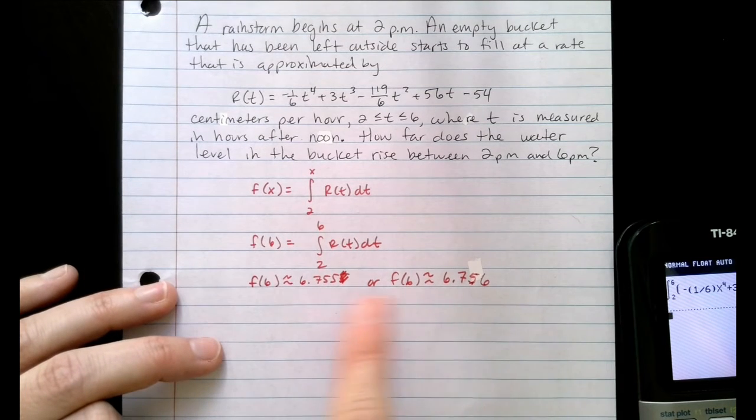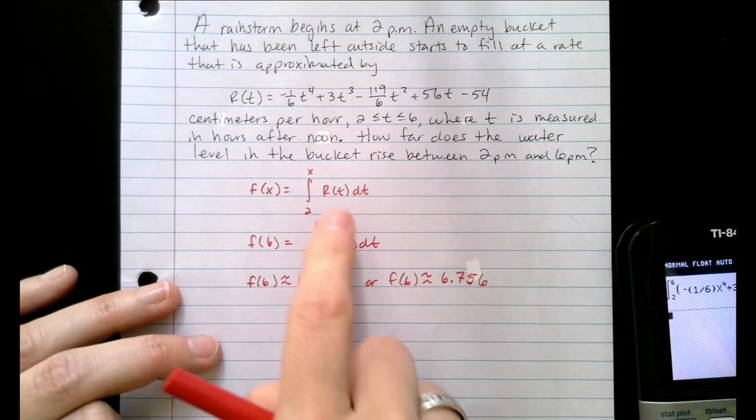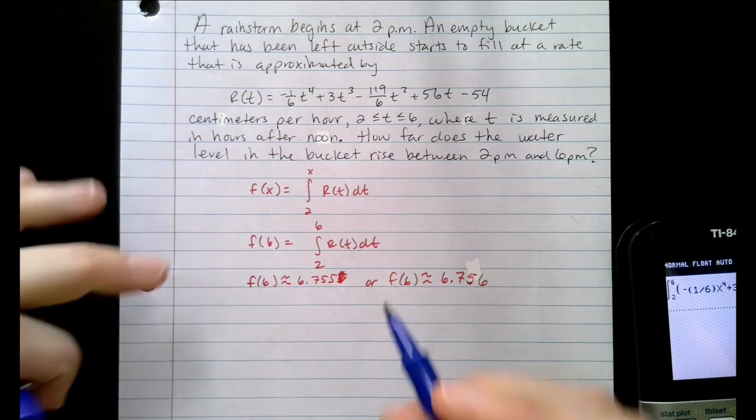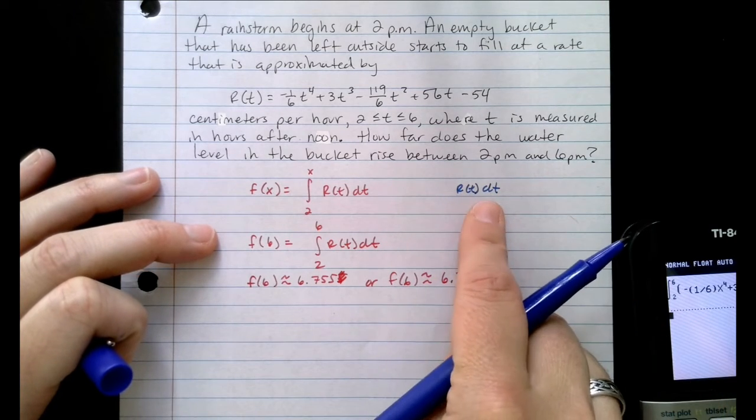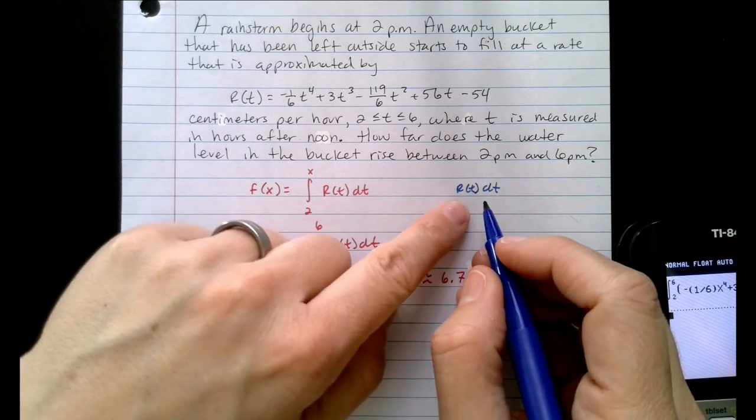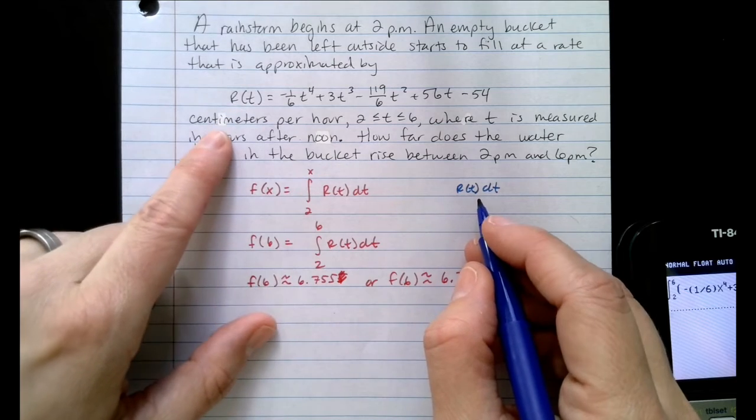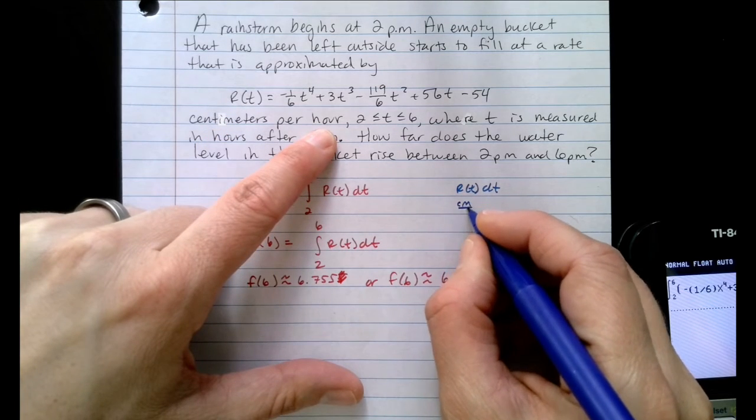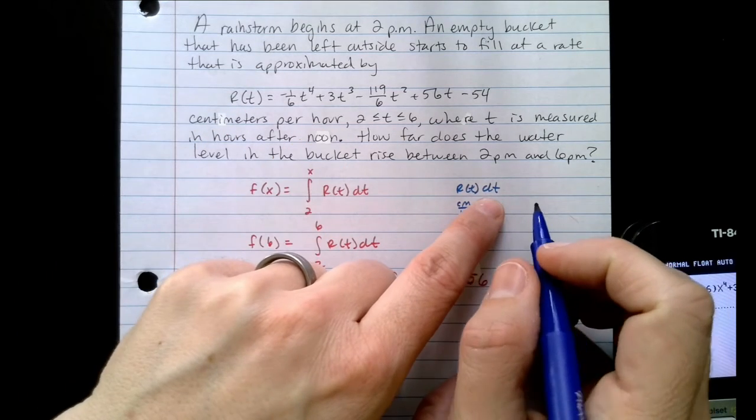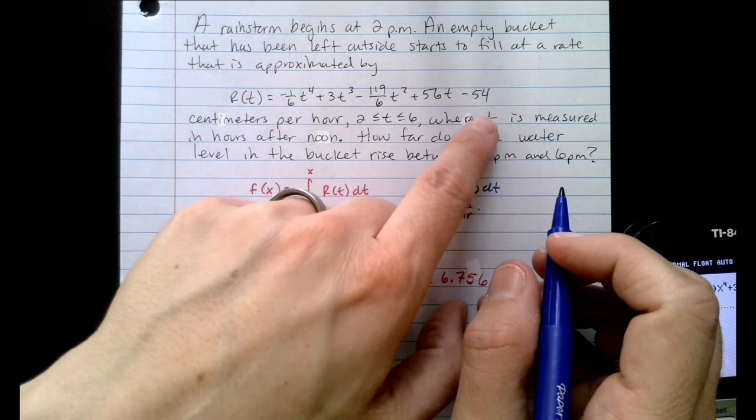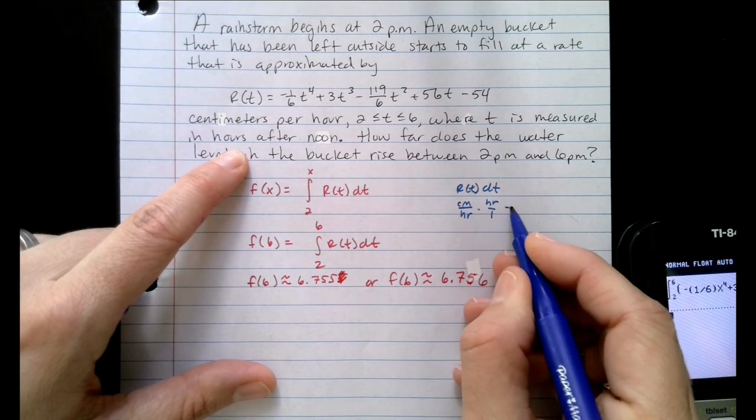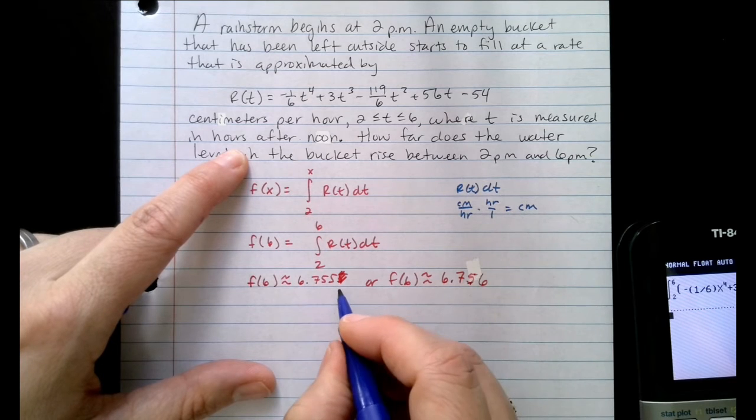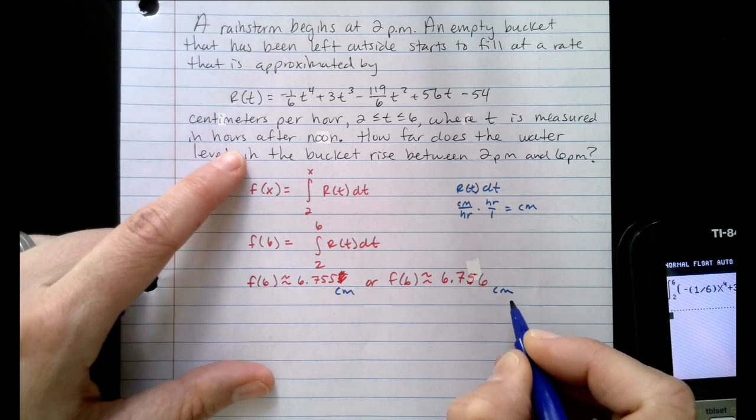But what are the units here? Well, let's pick apart our integral. The integral is going to help us see what's actually going on. So we're doing r of t times dt. So look at r of t. What are the units of r of t? It's centimeters per hour, times dt. dt is change in time, but how is time measured? Time is measured in hours. Notice the hours will simplify and you're left with centimeters. So I know these units are centimeters.